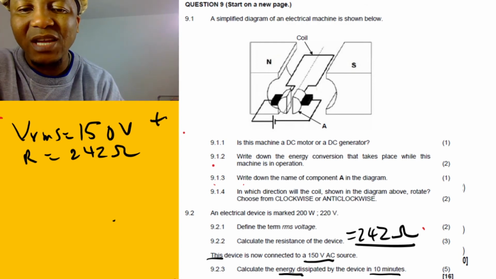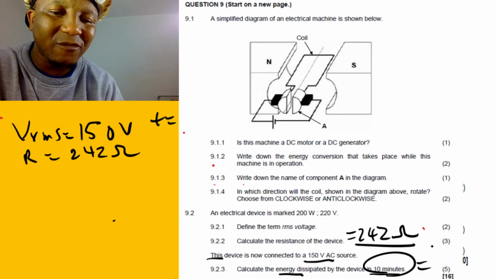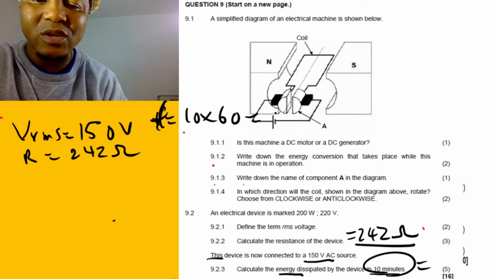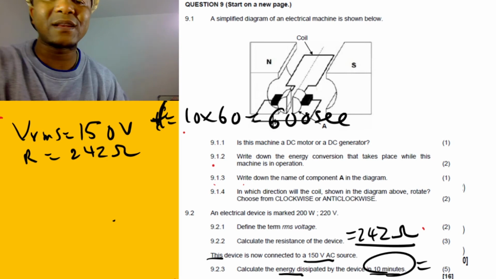So what is the time? Time is in minutes, so we have to change it to seconds. How do you change time to seconds? Take your time, which is 10, multiplied by 60. So it's going to be 600 seconds.